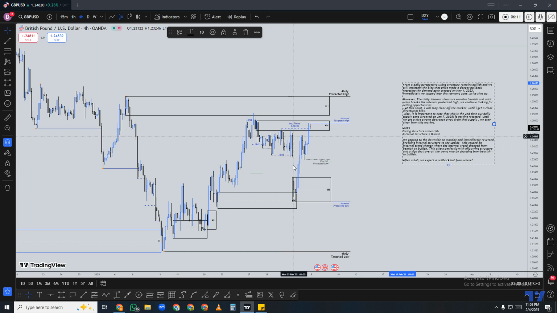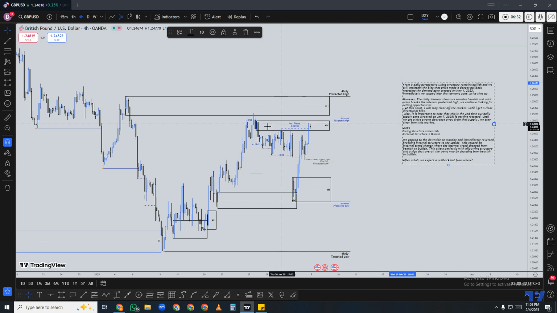Now we are no longer looking for those selling opportunities. We are looking for the buys. So this aligns perfectly with what we saw on the daily swing structure, and also it could be a sign that the overall trend may be changing from bearish to bullish.